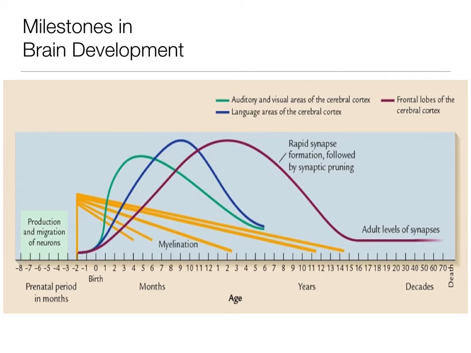And again, we'll see different areas of the brain peaking at different times. The green line is the auditory and visual areas of the cerebral cortex, so we're talking about areas in the temporal lobe and the occipital lobe. Those really get done first. We see a peak at about 5 to 6 months, but those areas are pretty much done at around 6 years of age. Whereas the blue area is the language areas of the cortex. We see a really big peak in that around 10 months of age, and again, it's also done by about 6 or 7 years.